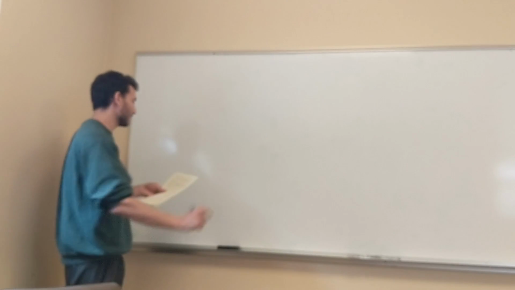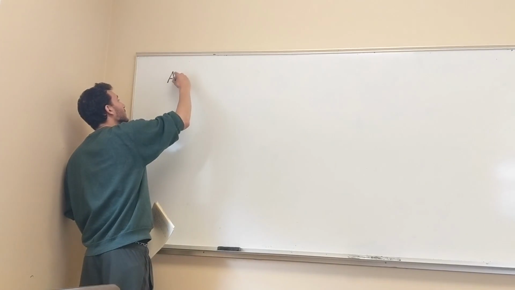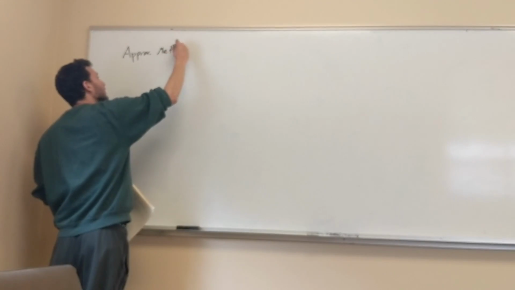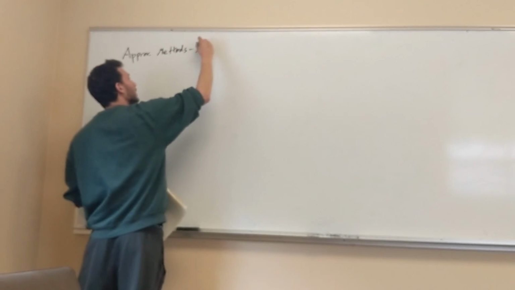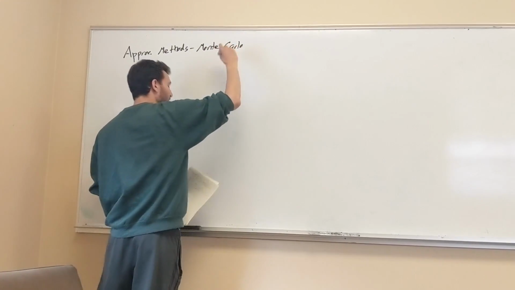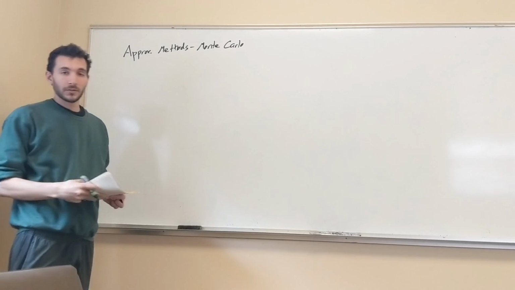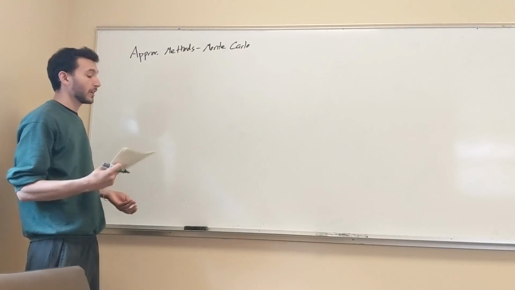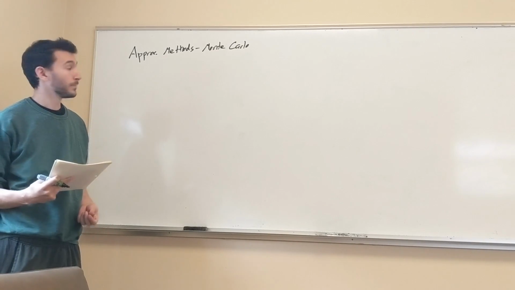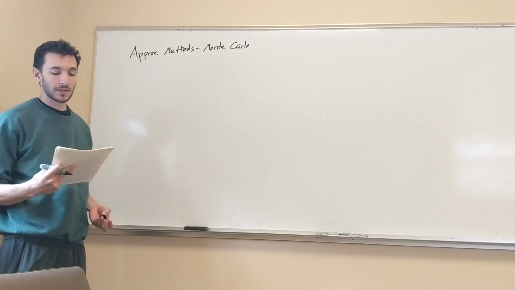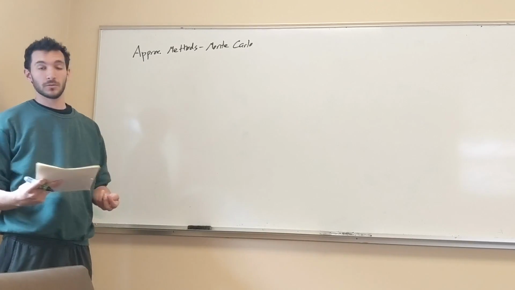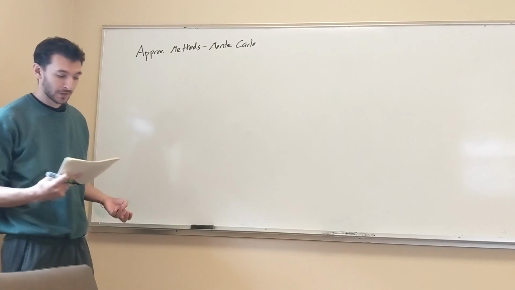Today, we're going to talk about approximation methods, specifically a class of algorithms called Monte Carlo. So what Monte Carlo aims to do is use random numbers to solve deterministic problems. It does this by sampling the underlying and likely generally unknowable probability distribution.